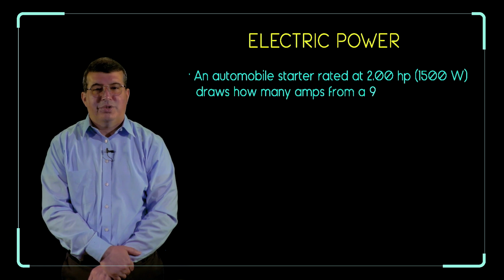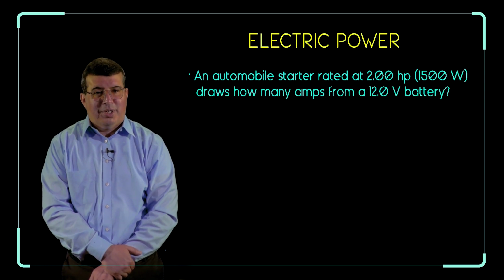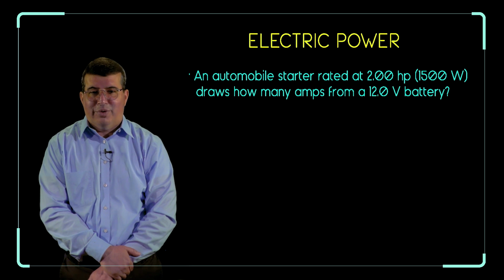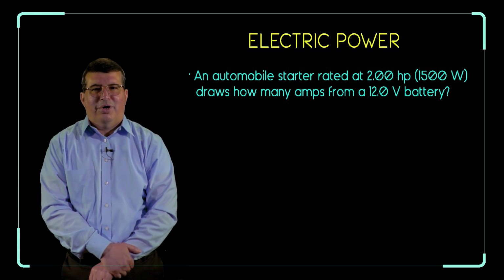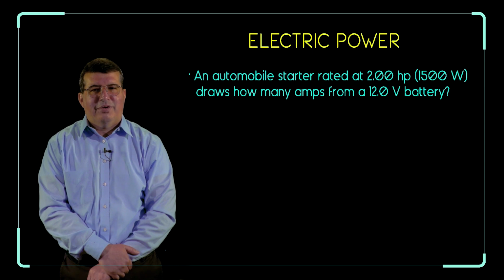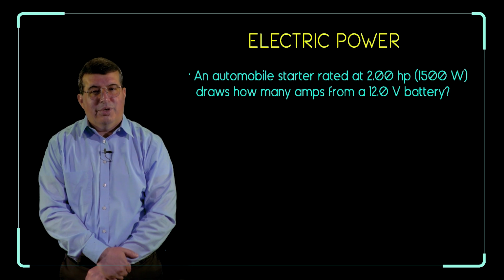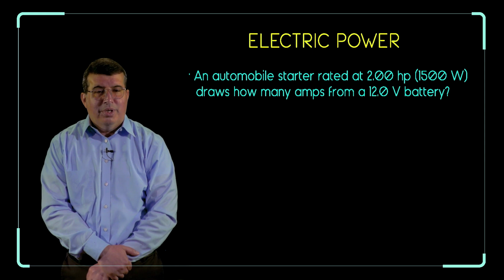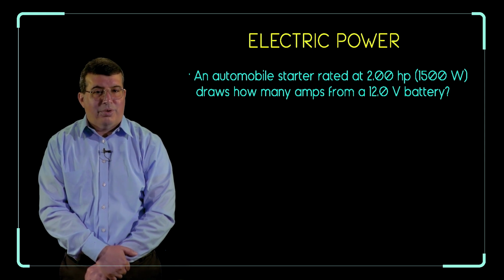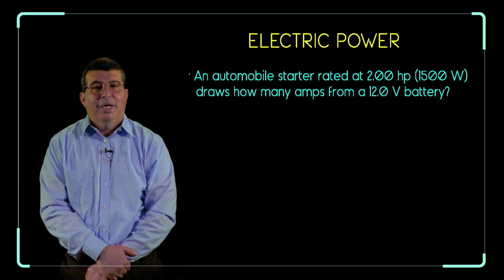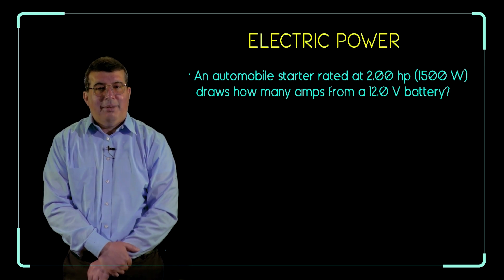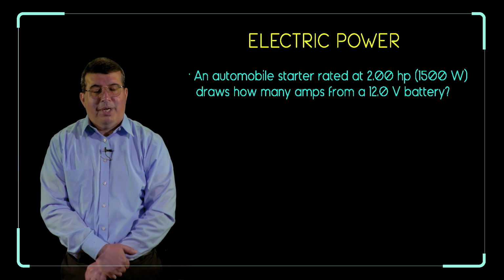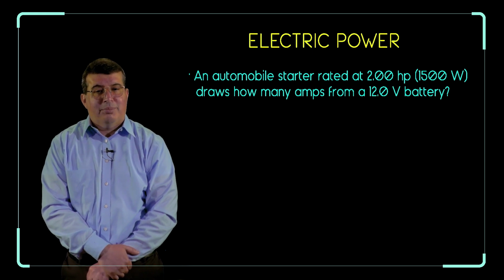Here's our first question. An automobile starter rated at 2 horsepower. Now 2 horsepower is 1,500 watts. I've already done the conversion for you. So an automobile starter rated at 1,500 watts draws how many amps from a 12 volt battery? So we know the voltage of your automobile battery. We know the power that the starter has to put out in order to start the motor of your car. And the question is, how many amperes will be drawn from that battery?